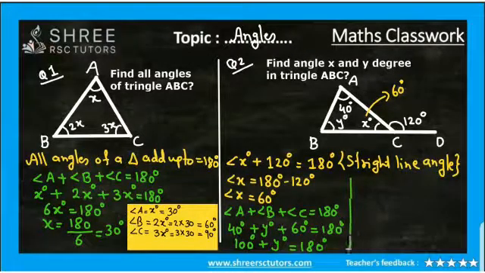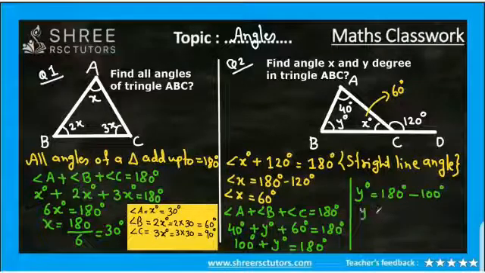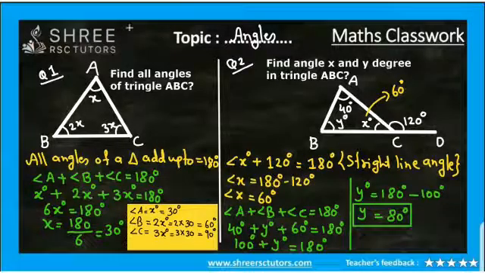Now, after that, can we write y degree is equal to 180 degree minus 100 degree, that means 80 degree. So we got our answer for y as well. So y is here 80 degree value. So that is how we got the answer for both the questions.